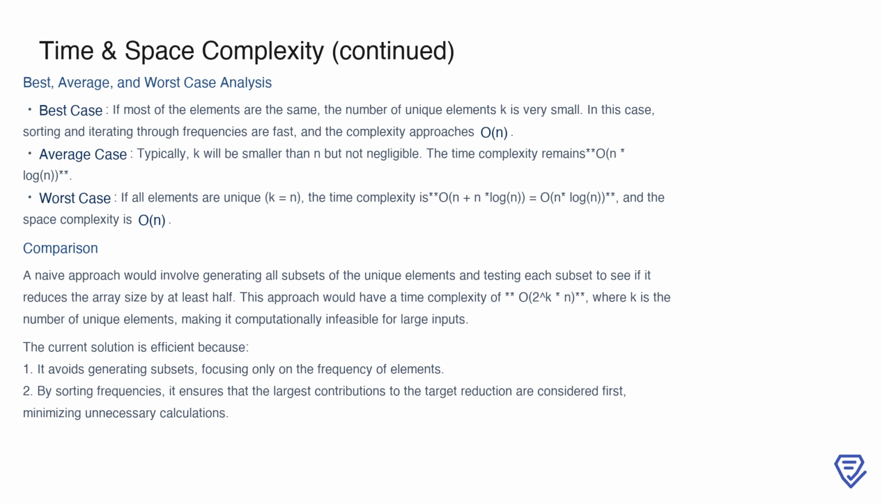For comparison, a naive approach that generates all subsets of unique elements would have an exponential time complexity of O(2 to the power of k*n), which becomes computationally infeasible as k grows.